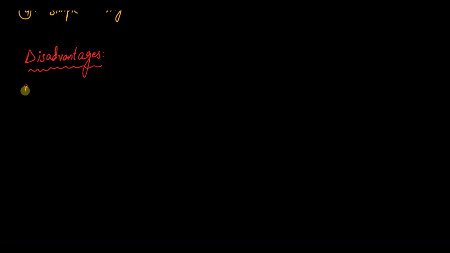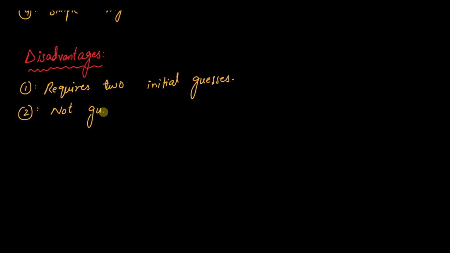So the first disadvantage is that it requires two initial guesses. You need two initial approximations, unlike Newton-Raphson method, which starts with just one. If your guesses are far from the root, convergence may fail. Secondly, it is not guaranteed to converge. There is no guarantee that this method will always work. If the function is poorly behaved or your guesses are bad, the method might diverge.